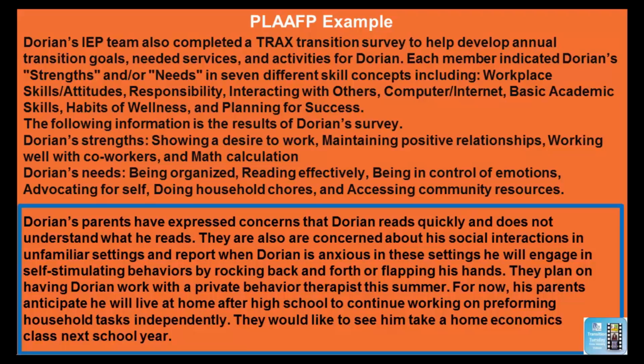For now, his parents anticipate he will live at home after high school to continue working on performing household tasks independently. They would like to see him take a home economics class next school year. This paragraph is the parent input section, which is required in the present levels of academic achievement and functional performance.